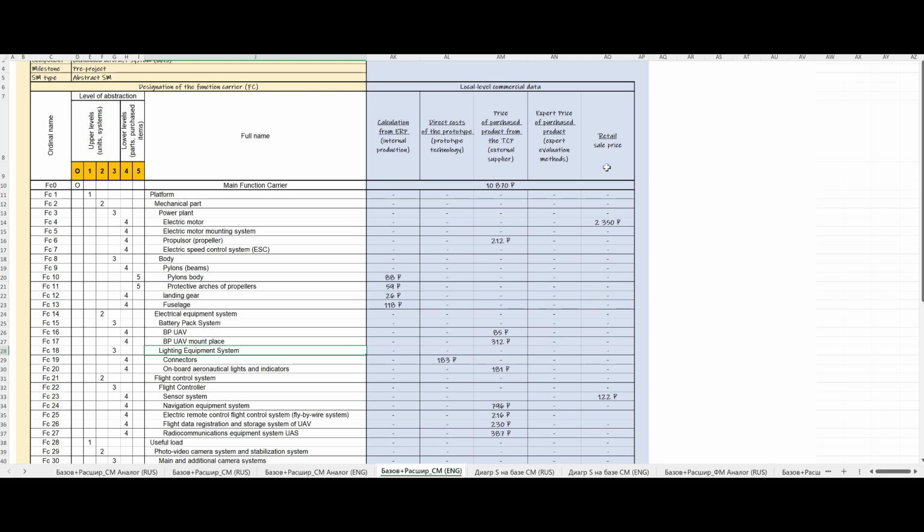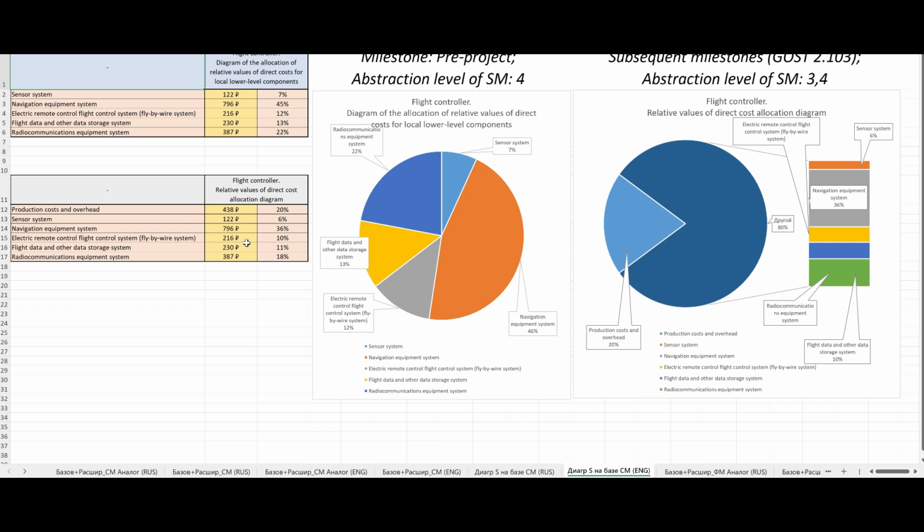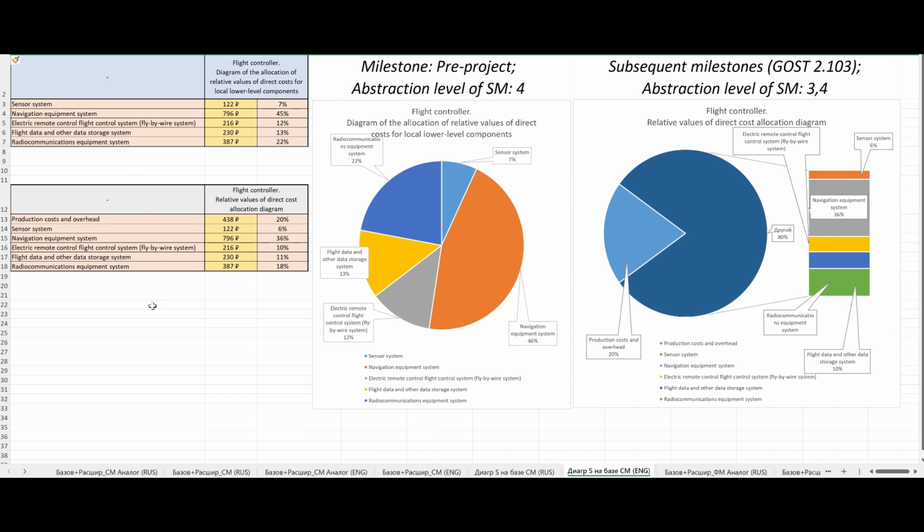Let's describe the construction of S diagrams based on the structural model. As I already mentioned in the description of the fourth stage of the analysis, the amount of direct costs in the direct product costs block of the table of analytics, and accordingly in the local level commercial data block of the extended structural model, we put down only for components of the fourth and fifth levels in our case, and lower levels of abstraction in other cases.